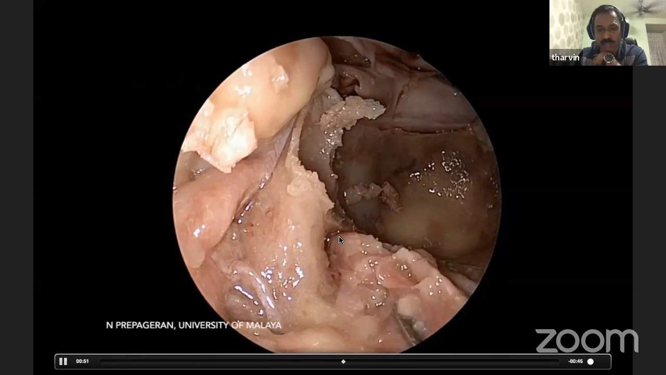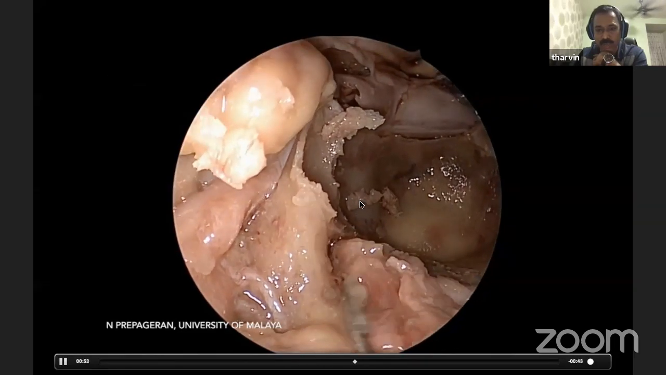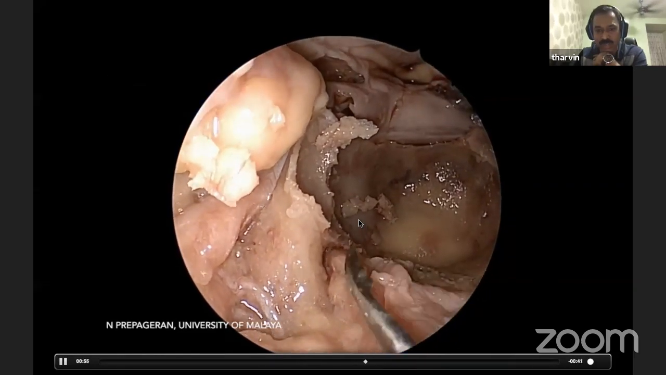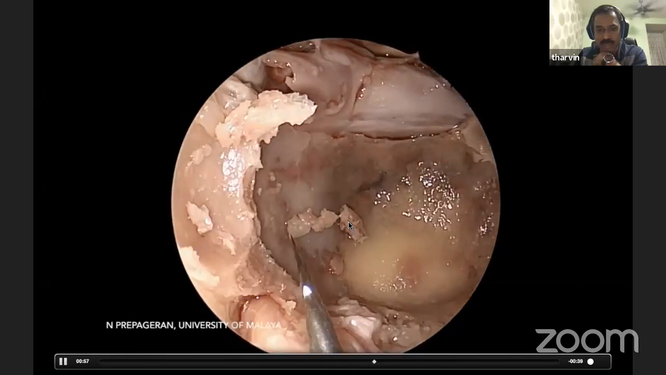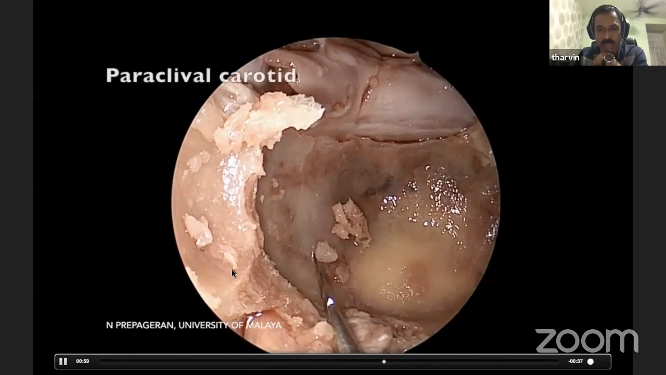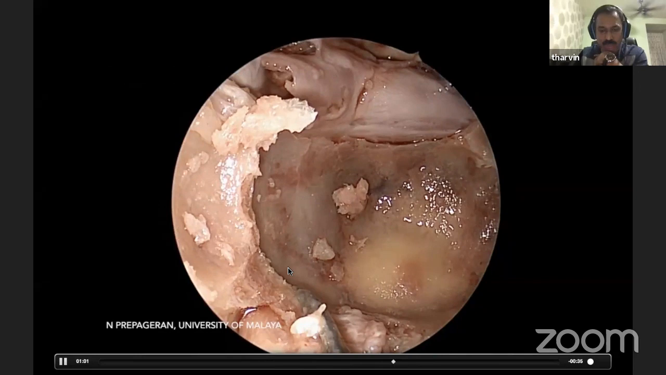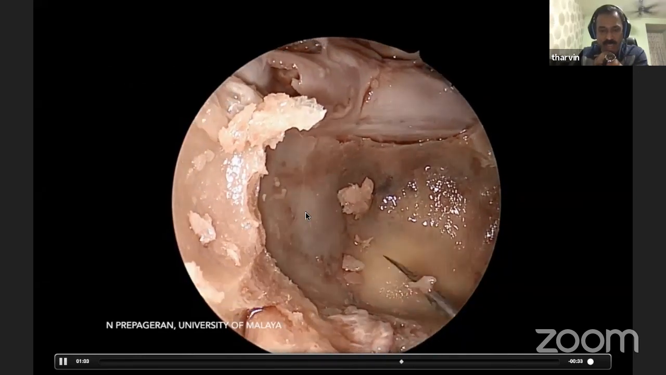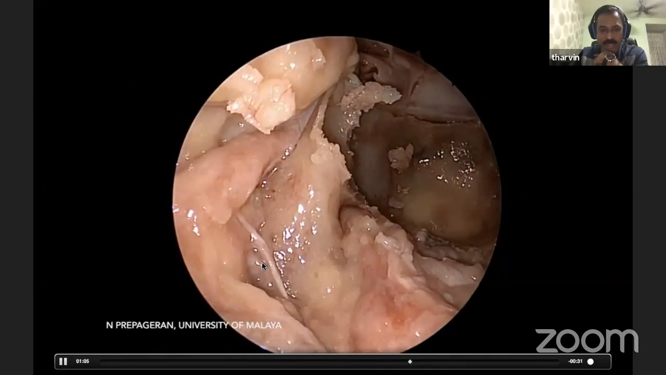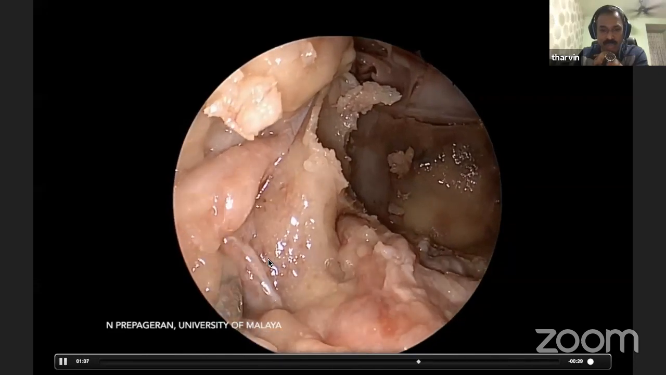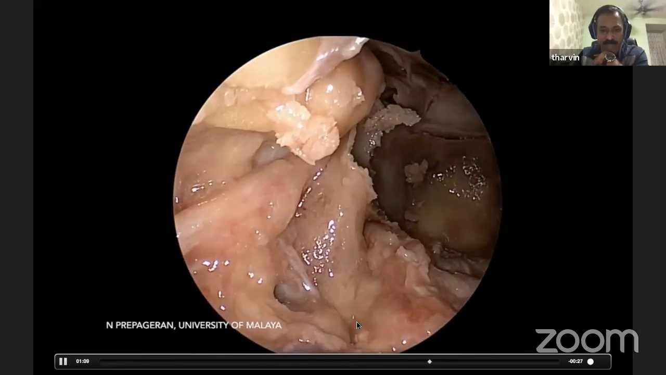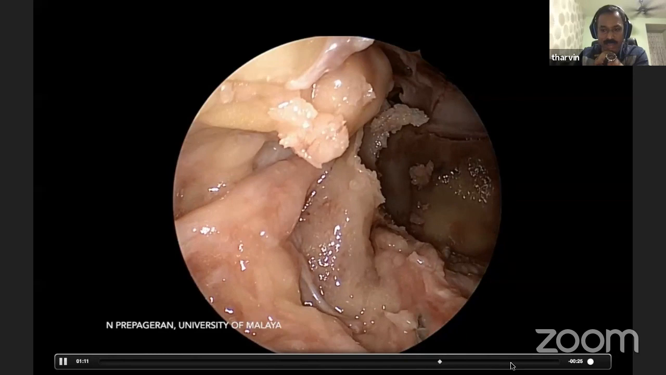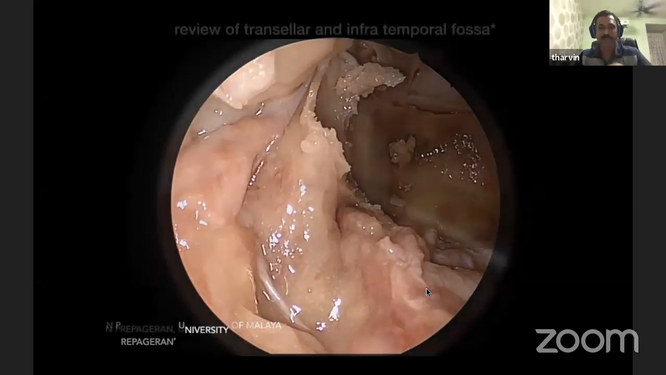And if you follow this median canal, it goes straight to the paraclival carotid, as you can see here. That goes straight to the paraclival carotid at the petrous apex, where the horizontal portion of the petrous apex carotid artery becomes vertical. And these are the branches of the two pterygopalatine nerve. And these are the pterygopalatine ganglion, as you can see here. All right.